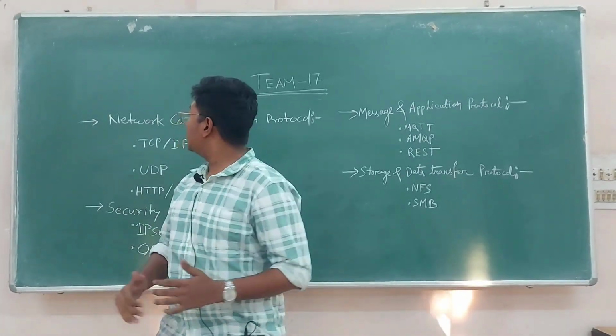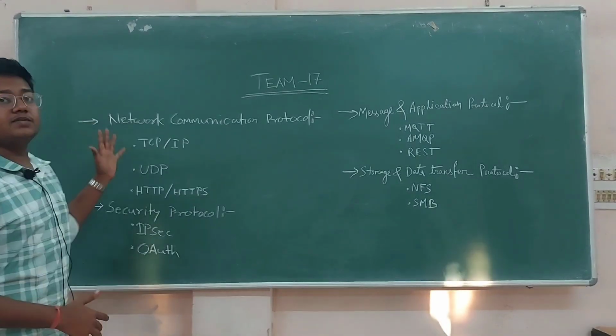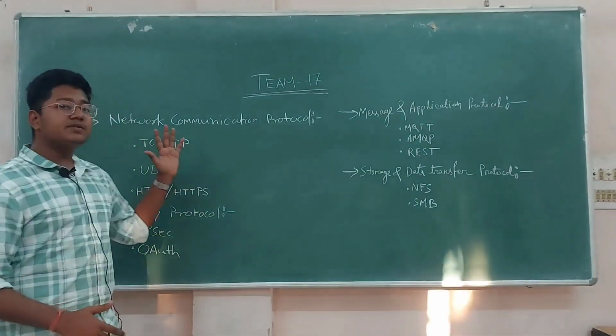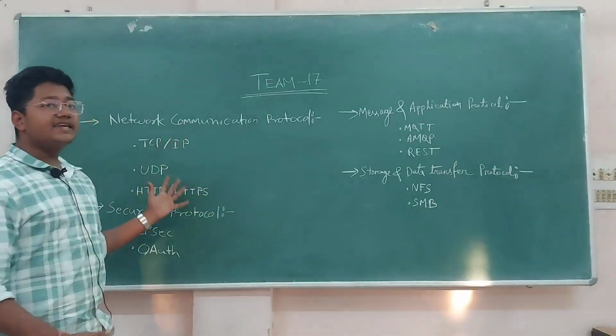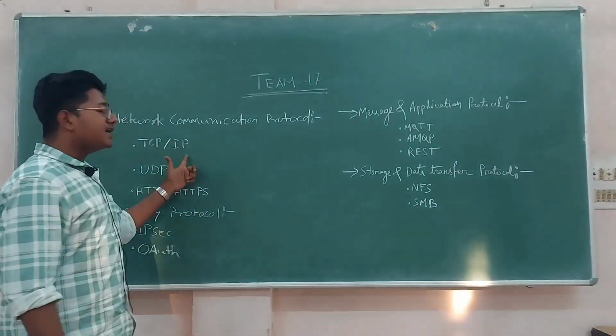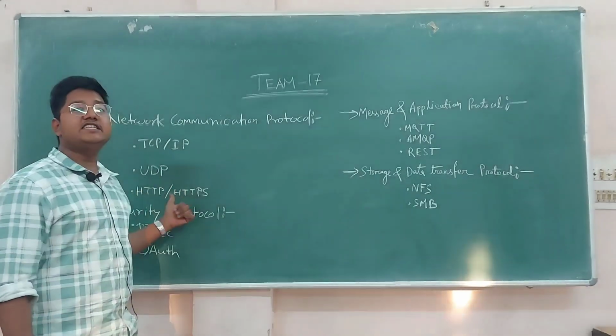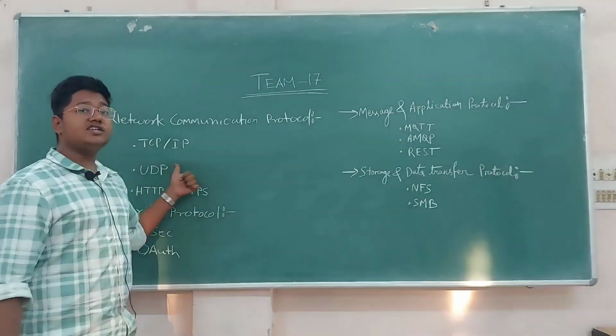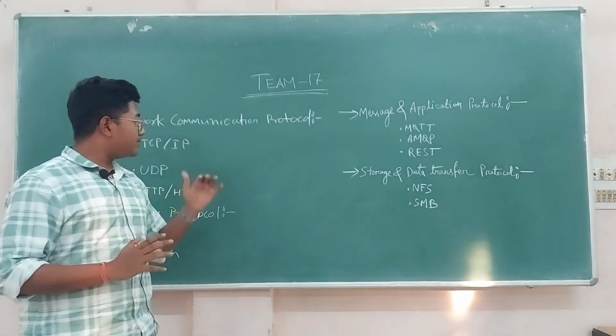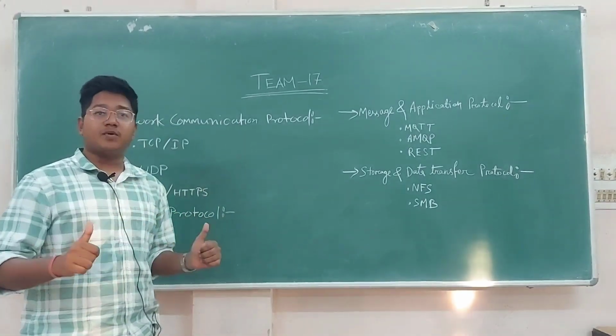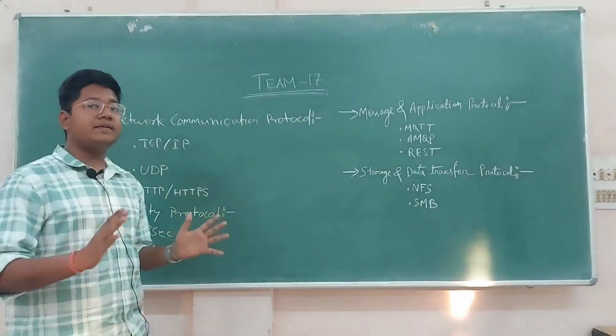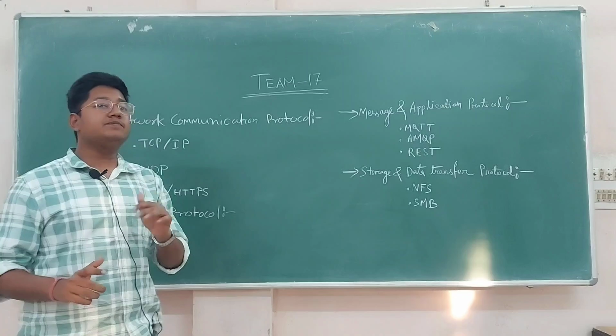Let's talk about network communication protocols. What do network communication protocols do? There are several types of protocols: TCP, IP, UDP, HTTP, HTTPS. TCP is known for reliable data transfer. Then comes UDP. UDP is not reliable but it is very fast.